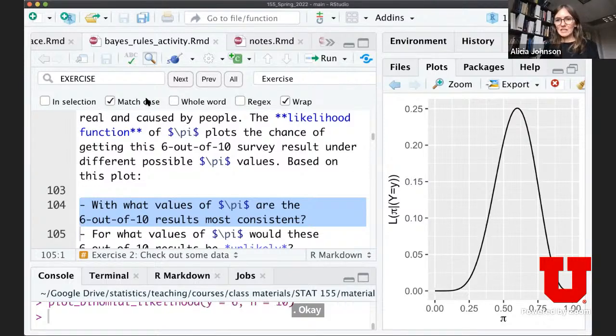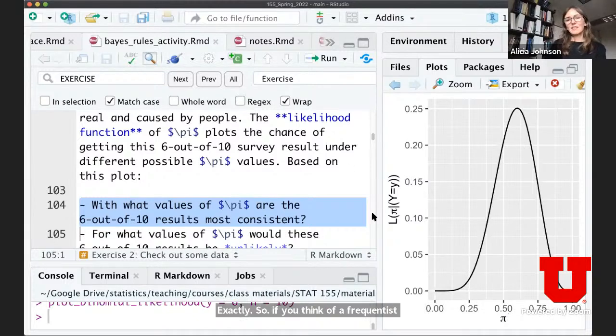A 0.6? Yeah, exactly. So if you think of a frequentist analysis, we're just looking at the data, right? 6 out of 10, or a 60% outcome in our data. Based on that alone, our best guess of what's happening in the population is that there's also 60% of people that believe in climate change, right?